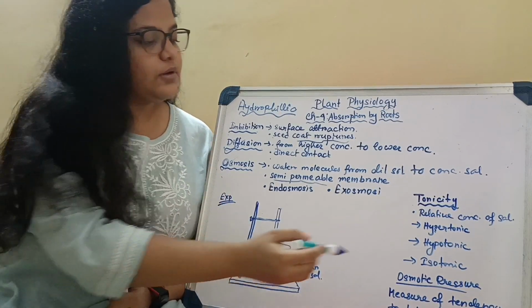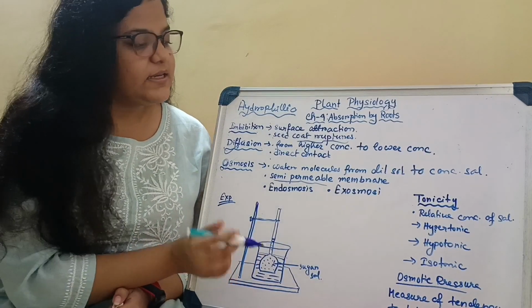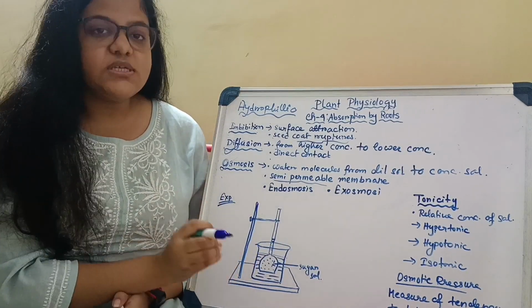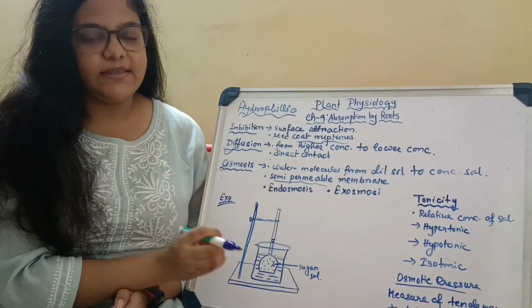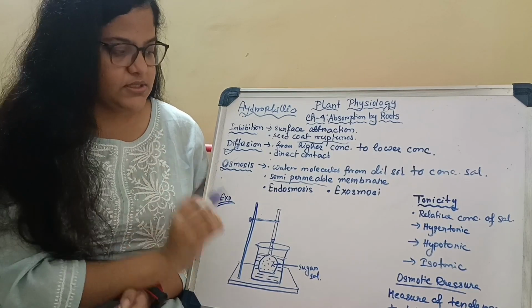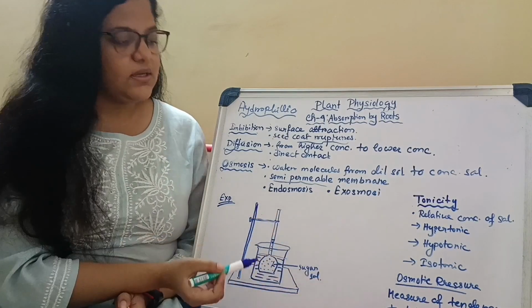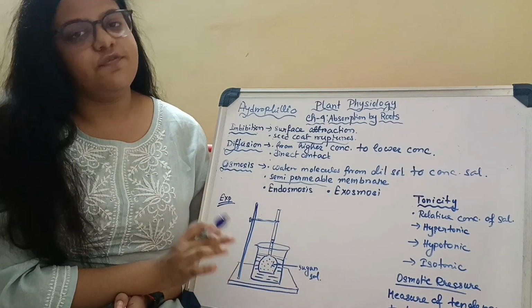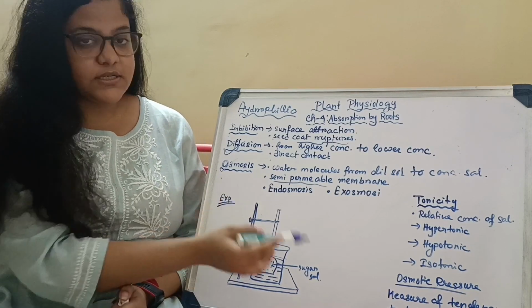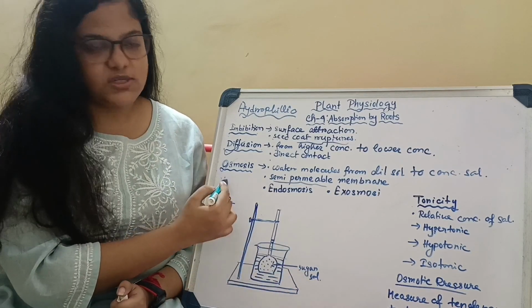Okay. Now what about hypotonic? In hypotonic, the concentration of solute is less than the concentration of solvent, and in isotonic, the concentration of solute is equal to the concentration of solvent. Okay. Now let us move back to osmosis.